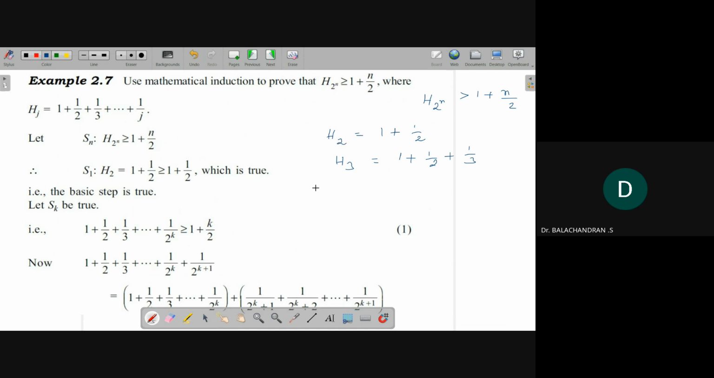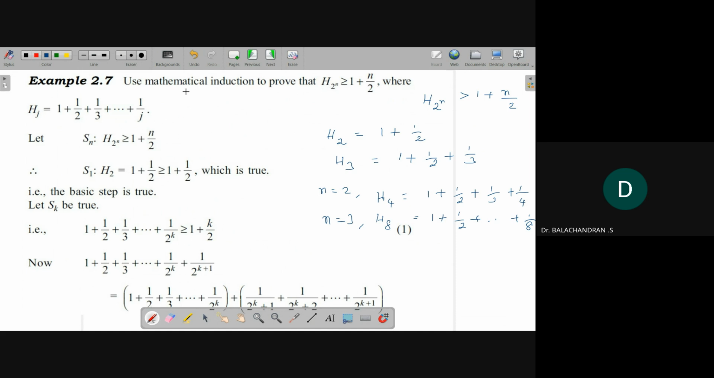Okay, so suppose if I substitute n equal to 1, you are getting H2. Substitute n equal to 2, you get H 2 square. 2 square is 4. So that means 1 plus 1 by 2 plus 1 by 3 plus 1 by 4. Similarly, n equal to 3 means H 2 power 3, which is H8. So it starts from 1 and it will end with 1 by 8. Okay, now I think you understand what is H 2 power n.